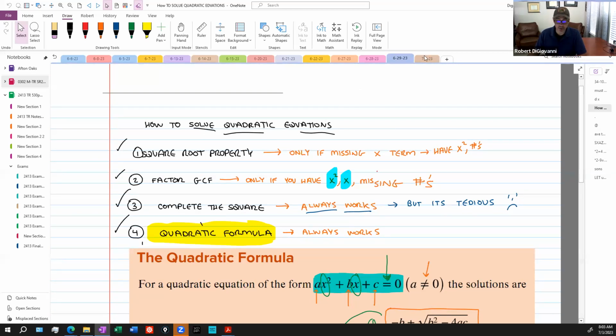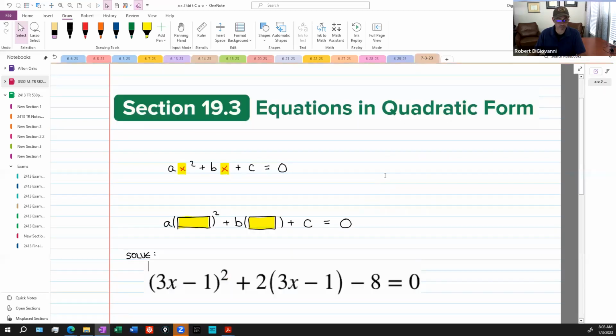So we're gonna be looking now at some problems of quadratic form. The key word here is that it's quadratic form. That means that the equations we're given are not exactly quadratic, but if we just look at them from the right perspective, then we can see that they are quadratic.